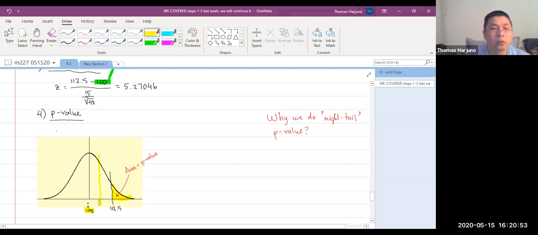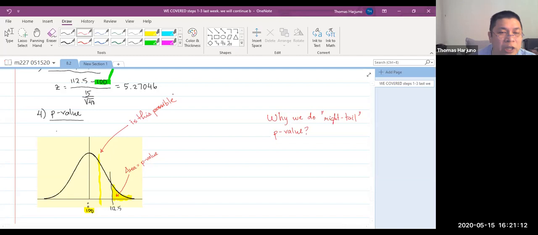Now, is this possible? Is it possible that even when the actual mean is 100, we get a sample mean above 100? Is it possible? And the answer is yes. We may get a sample mean less than, or we may get a sample mean greater than. Now if it is possible, what is the probability? For us to say that 112.5 is greater than 100, it is not enough to show that it is greater than in statistic. We need to show that it is significantly greater than.